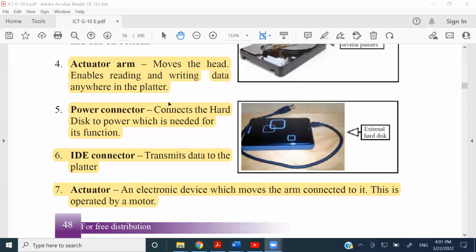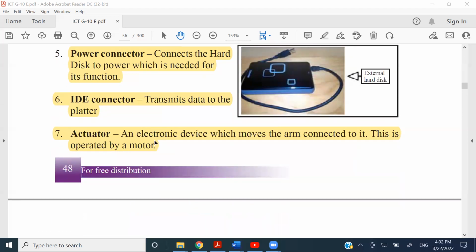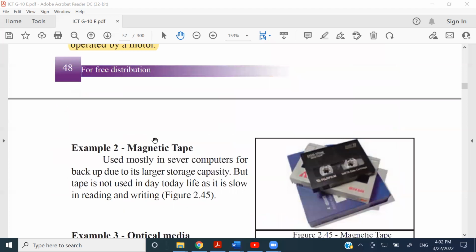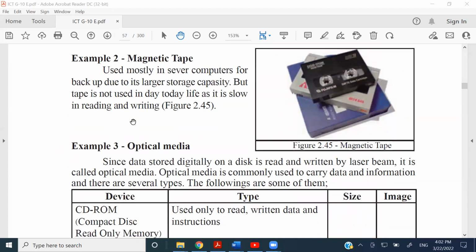People, sorry about that. I had to run to my kid. Okay, so I think everyone is done with this. So let's go with the magnetic tape one. So example number 2, the magnetic tape.